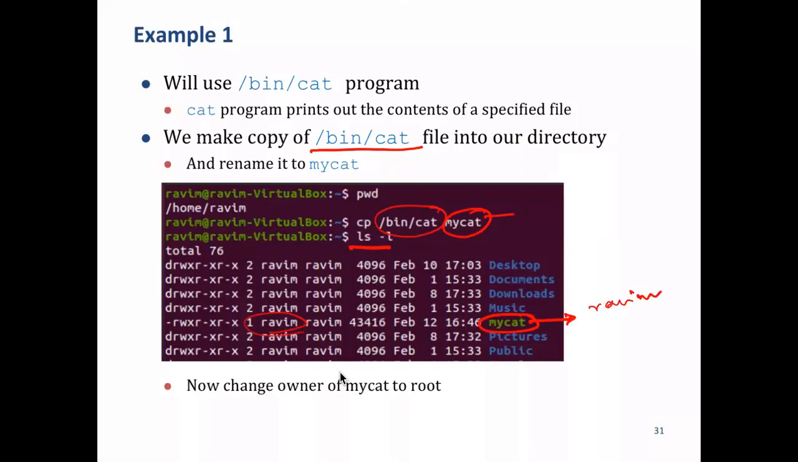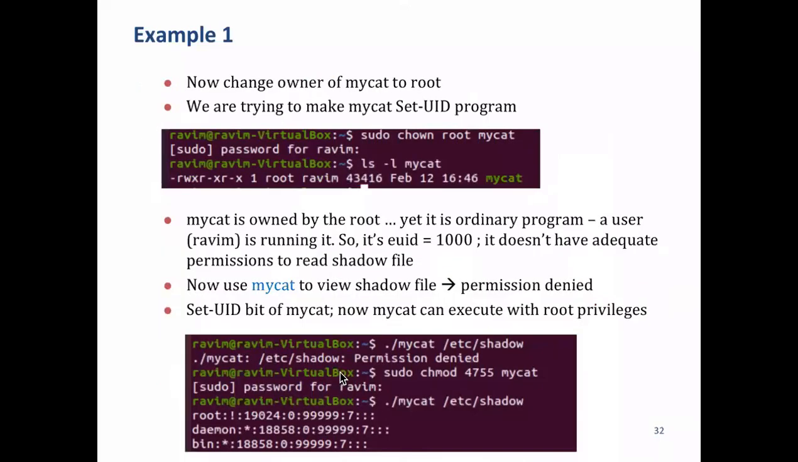So now my intent is to read the shadow file. If I run the shadow file through my cat, it will not allow. So I change the owner of my cat to root. I do that with the chown command, chown root mycat. It will ask only for my password, which I gave.